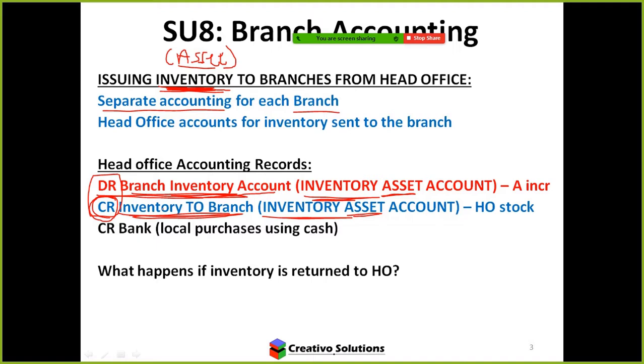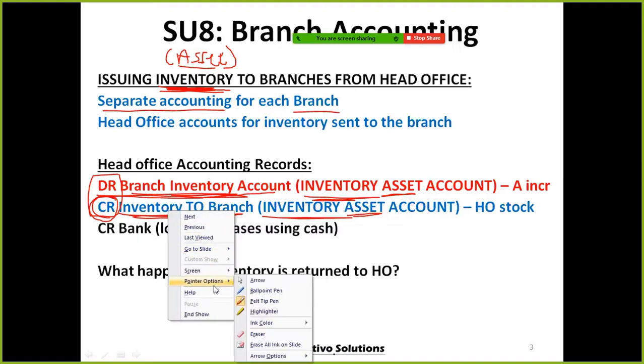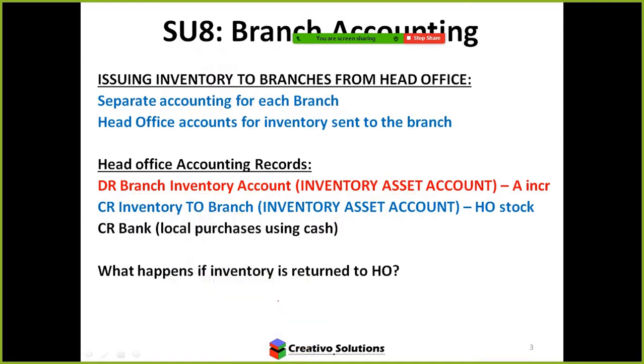Okay, all right, yeah. So good question. In terms of perspective, it's actually both, but you just need to look at the account. Right, so account in red, branch inventory. Who does this belong to? It belongs to the branch, but it's accounted for by the head office. Does that make sense? Yes.